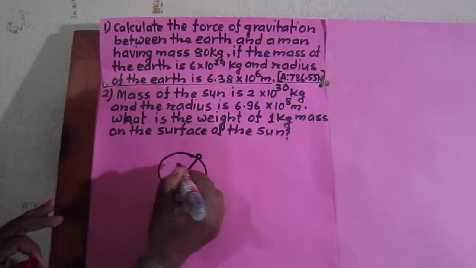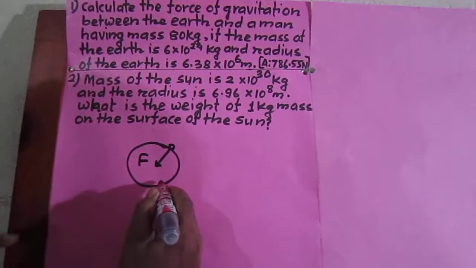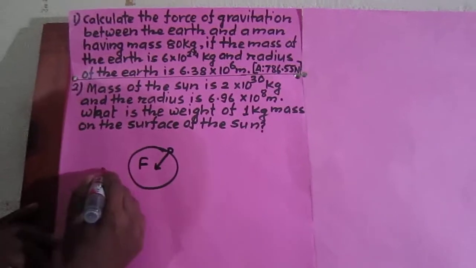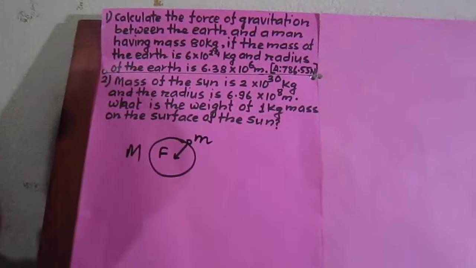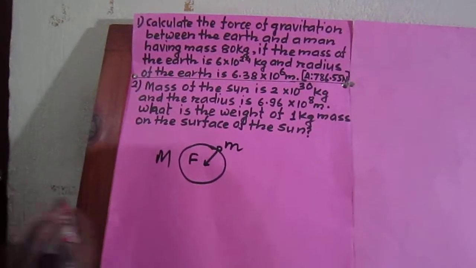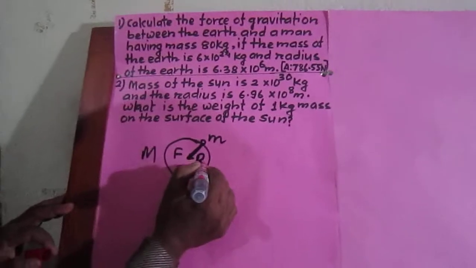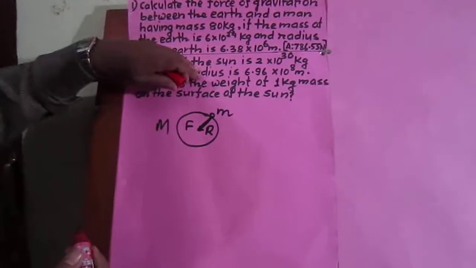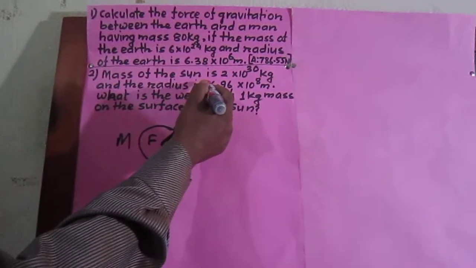The question is the gravitational force F between these two bodies, and that's why the bigger mass can be represented by capital M, the small mass can be represented by small m, and the radius of this heavenly body can be represented by r. In both the numericals we have the same symbols. Now I'm going to solve this.